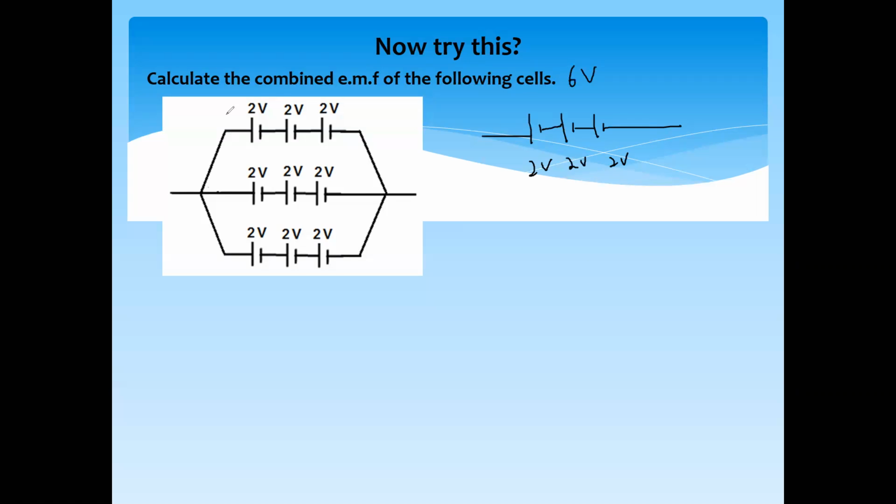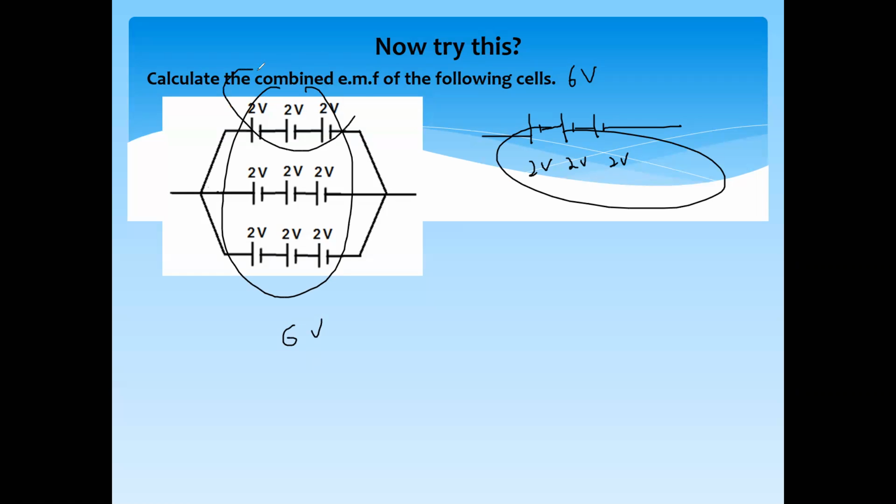But when I use this combination, it is also giving me 6 volts. But what is the advantage of using this combination rather than the series one? This will last for a longer period of time. You can see more batteries are there, so it means more charge. So this combination provides the same 6 volts, but it will last longer, or the device will work for a greater time period.